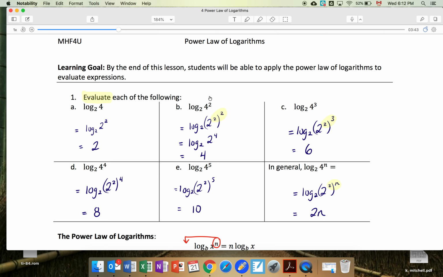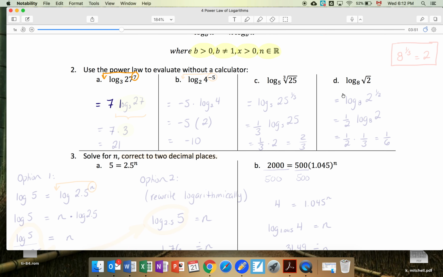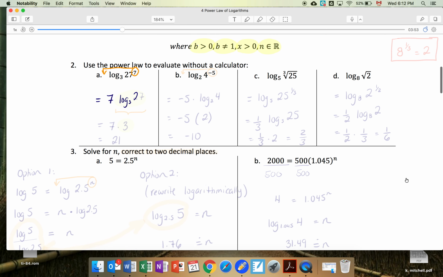So instead of doing that, what I can do is take this 7, bring it to the front, and then have 7 times log base 3 of 27. So now what I'm left to evaluate, or what I'm left to figure out is, well, 3 to the power of what equals 27? Okay, so hopefully you guys are good. We'll just say, well, 3 to the power of 3 equals 27.